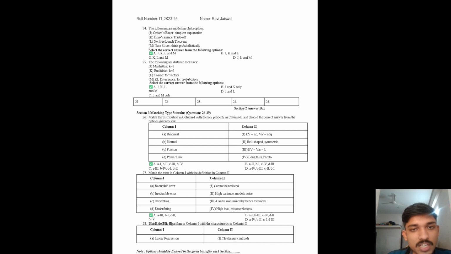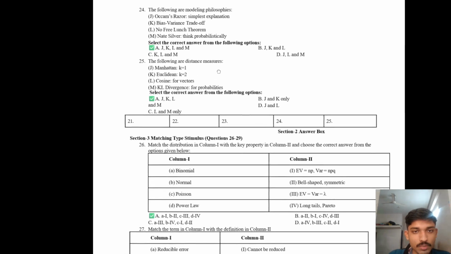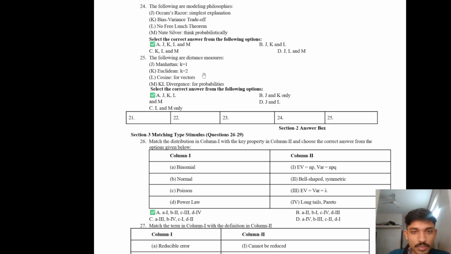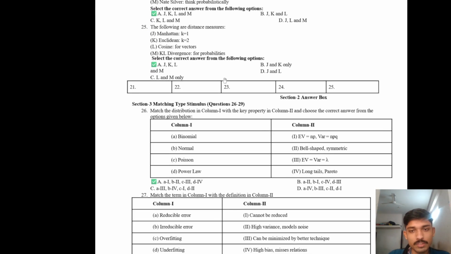The following are distance measures. We already discussed about it. Like for Manhattan, we use k equals 1 in Minkowski. Euclidean, we use k equals 2 in Minkowski. Cosine is generally used for vectors, and KL divergence is generally used for probabilities.